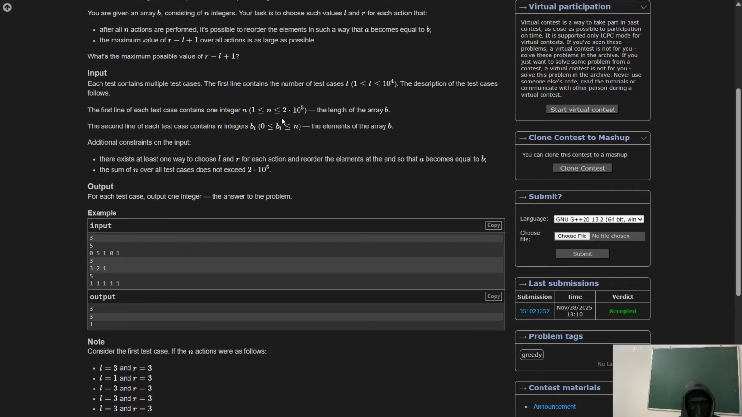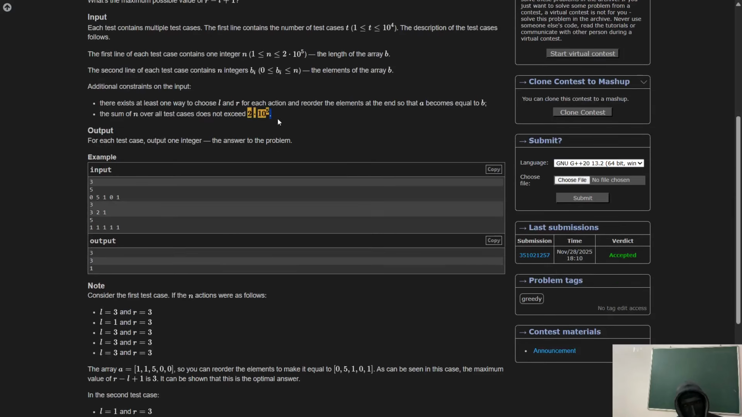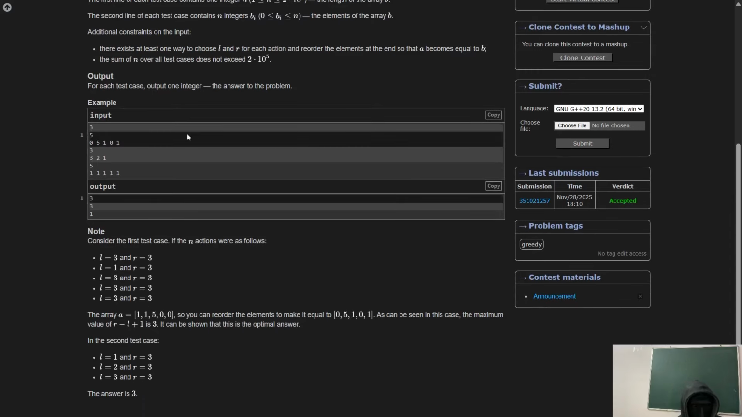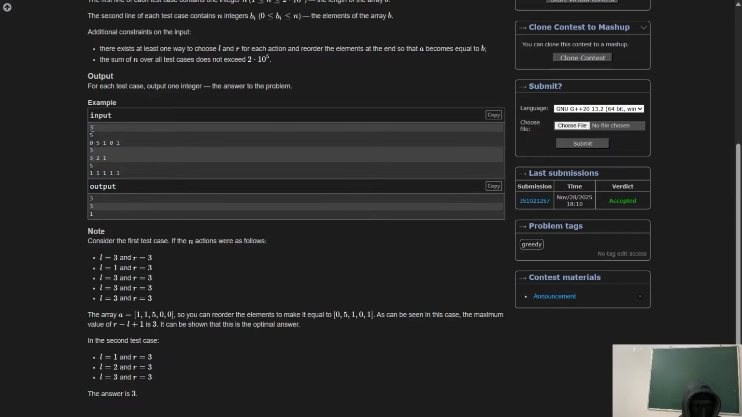For all test cases, n is not going to exceed 2 into 10 to the power 5, which means an n log n solution will work, and n squared is not going to work. Because 2 into 10 to the power 5 times 2 into 10 to the power 5 gives 10 to the power 10, it will exceed the time limit. Let's try to take the test cases; there are 3 test cases. In the first test case we have 0 5 1 0 1.